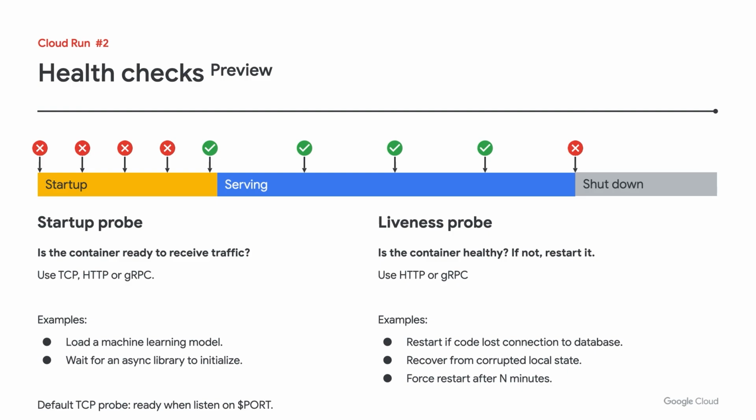Then we are also introducing liveness probes. A liveness probe allows you to tell Cloud Run if your container is healthy or not on a regular basis. And if it's not, it will be shut down and a new one will start. Use a liveness probe to restart your code if it has lost connection to a backing service, to recover from a corrupted local state, or simply to force a restart after a certain amount of time.